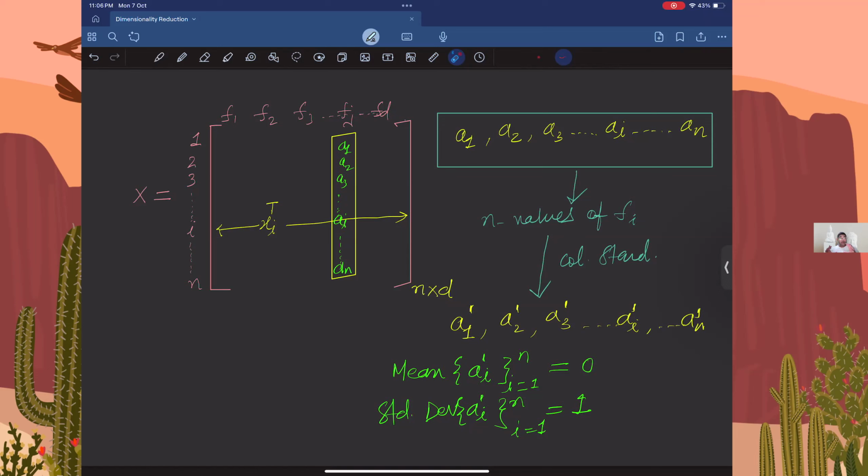Now, here I am not assuming anything about the distribution of this A1, A2, A3, AN. Whatever be the distribution, this can come from any distribution. This is not necessarily a Gaussian distribution. This may be any distribution. Now some of you are wondering what is this Gaussian distribution and what is this distribution? We have not studied it till now.